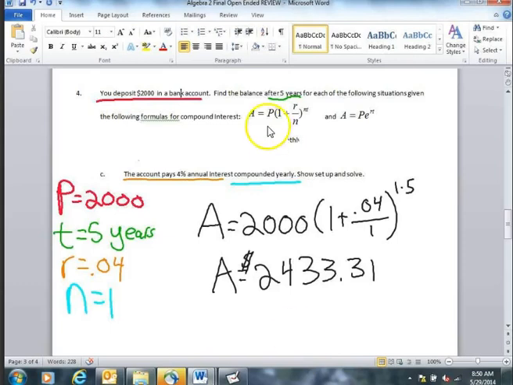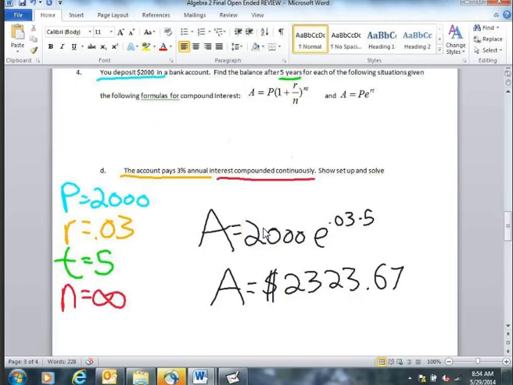Now the next problem, yearly. All right, 4% annual interest, 0.04, compounded yearly, N equals 1. Going through that nature, no big deal there. I don't see the problem. So again, make sure this is in parentheses there.